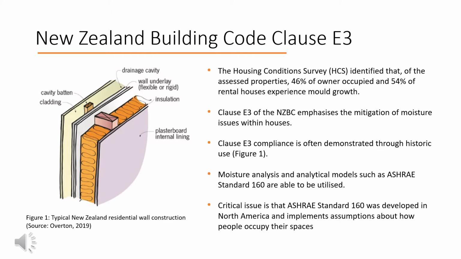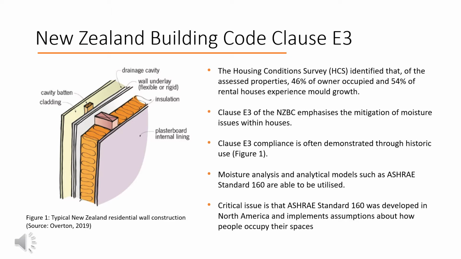There are many clauses within the New Zealand Building Code, and specifically Clause E3 focuses on the presence of internal moisture and mitigating any moisture-related problems within buildings. It's also important to note that the New Zealand Building Code is a performance-based code, which means it states how a building must perform as opposed to providing a prescriptive compliance method.